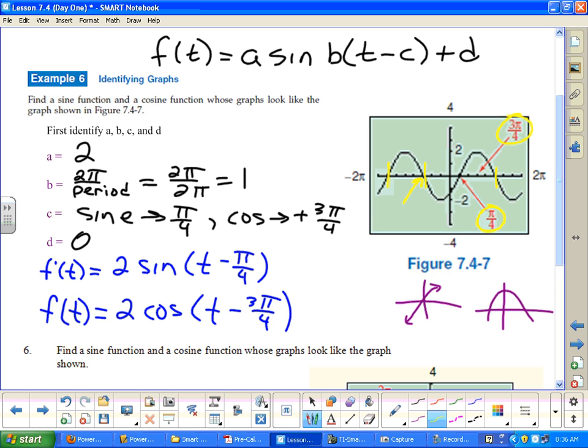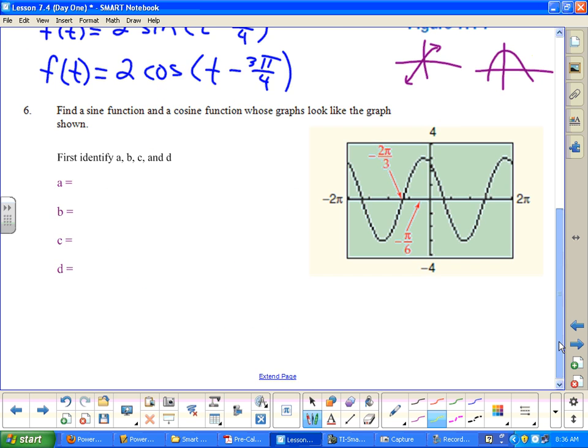But we're looking for where it has been shifted over. Find the amplitude, find the period, and find the shift up and down for D, our vertical shift. And then for the value of C, we're looking for where it has gone horizontally. What was the horizontal shift?